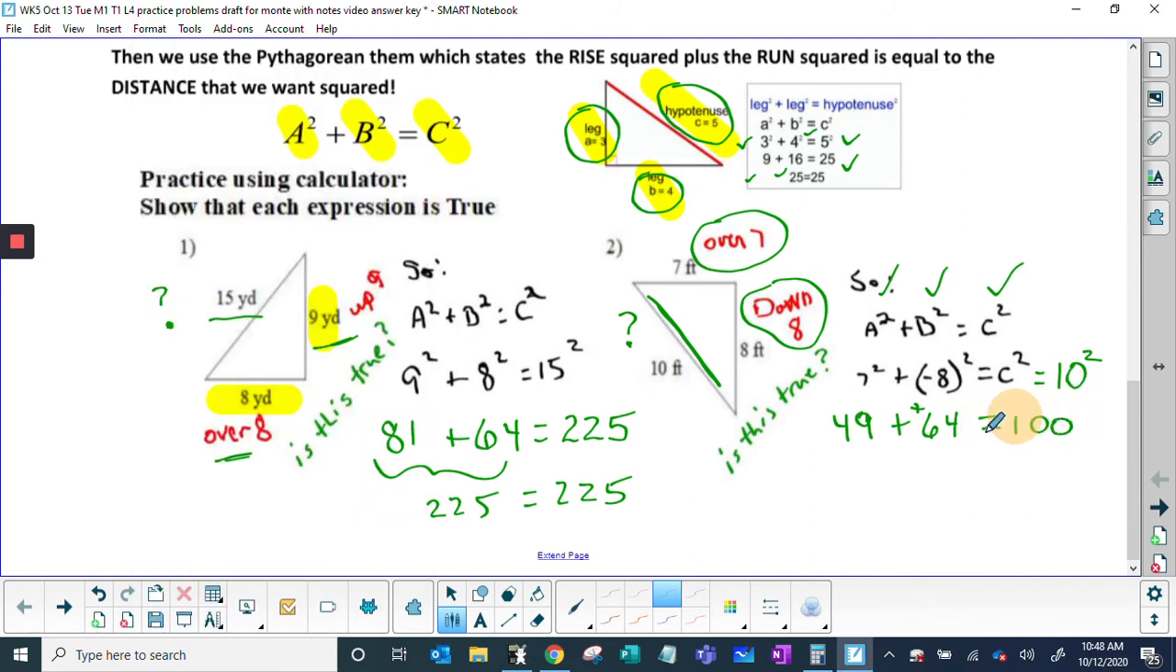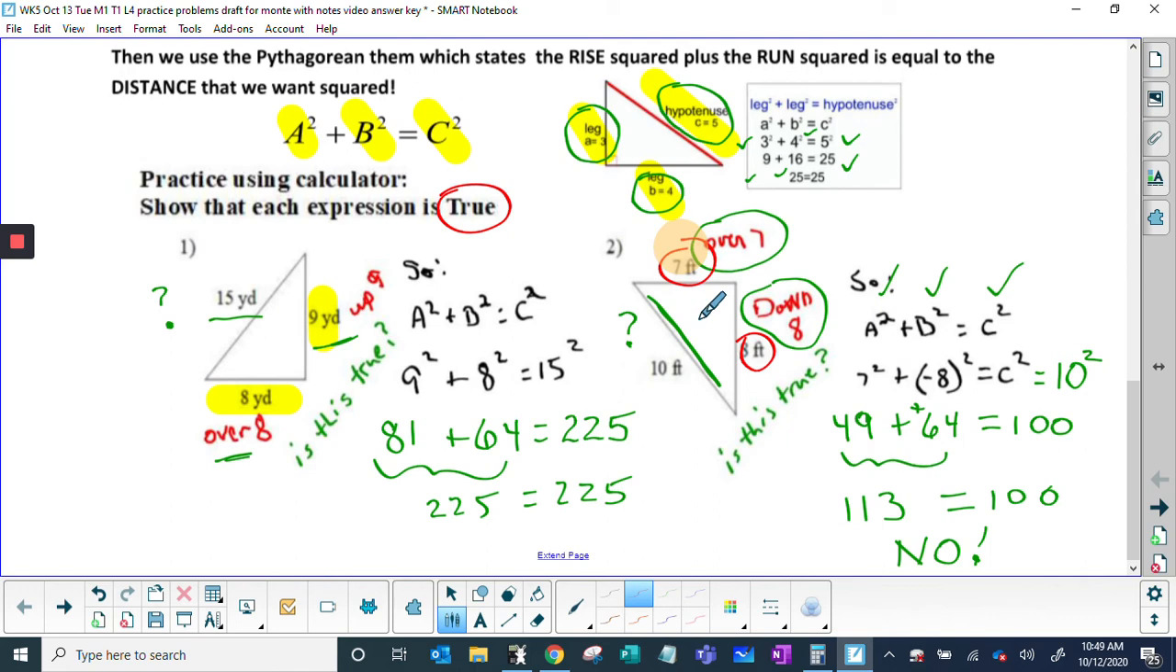What? It didn't work? No. This one does not work. Not true. Okay? So, I'm asking you to practice. Leg squared, leg squared. This one didn't work. Okay? I want you to know that you need a calculator to get through this class.